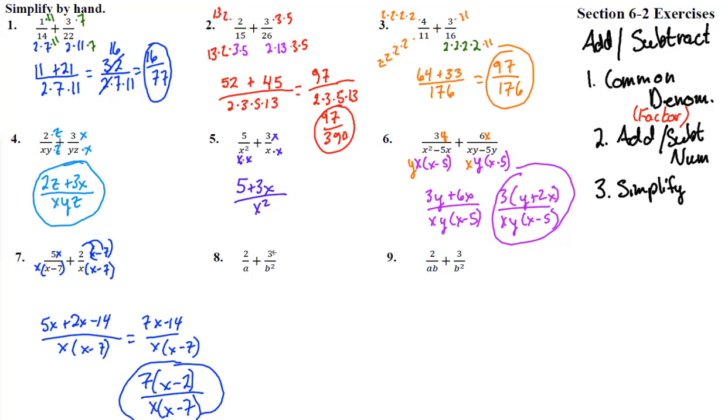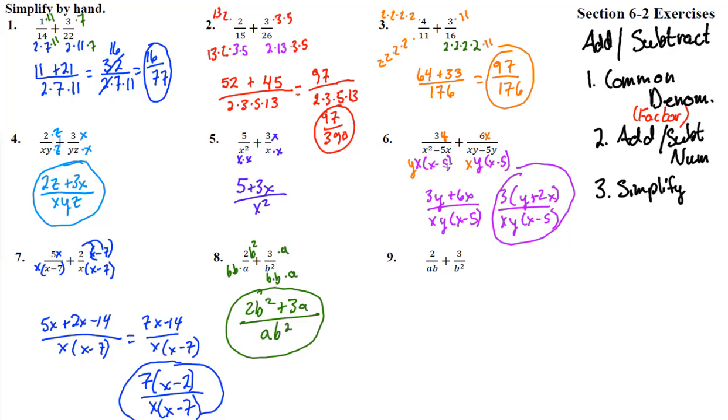Number 8. 2 over a plus 3 over b squared. So this is just b times b. So let me see. Yep, nothing in common, so we'd have to multiply by both b's over here. So multiply by b squared here. And over here we'd have to multiply by an a. So we get 2b squared plus 3a all over ab squared. Excellent. Yeah, and the top doesn't have anything common, so we can't factor anything out. We're good with that one right there.